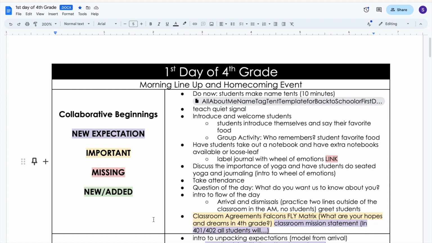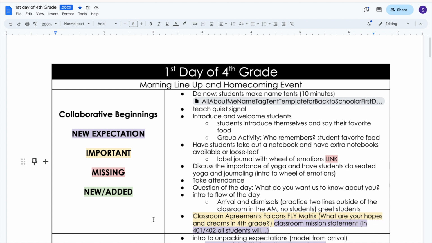So these are my actual lesson plans that I'll be using this year. I've been using this kind of setup since I was a 1st grade teacher, which was about 5 years ago. So please let me know if you have any other ideas or what you think is helpful.